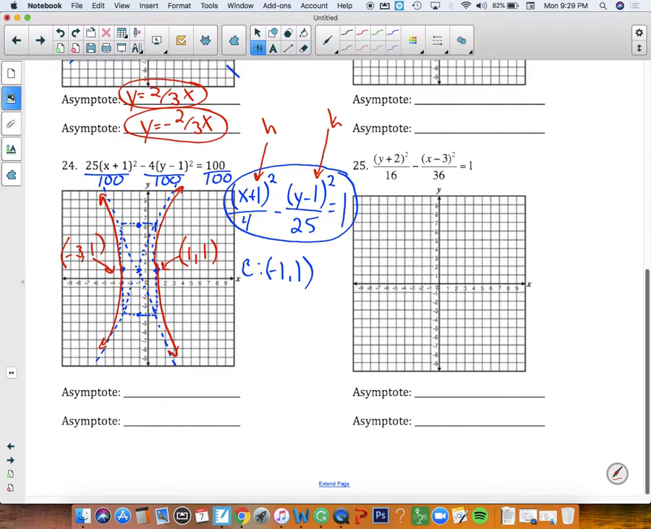And now we need to figure out the equations for the asymptotes. So we did this way with point slope form before. We did b over a still, because b is a 5, a is a 2. So you would have 5 halves as your slope. So you did a point and a slope to get point slope form, okay?